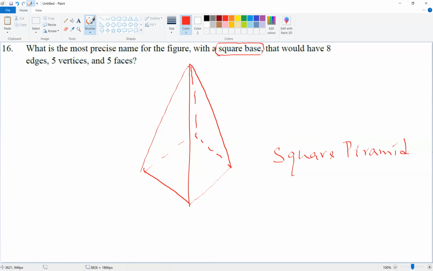Yeah. So now count. It has a square base. 8 edges. 1, 2, 3, 4, 5, 6, 7, 8 edges. 5 vertices. 1, 2, 3, 4, 5 vertices. And 5 faces. 1, 2, 3, 4, and 5. So it's a square pyramid.